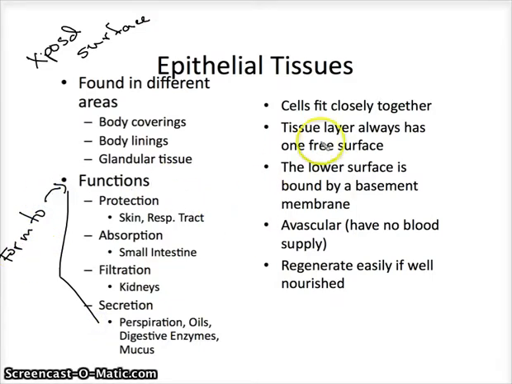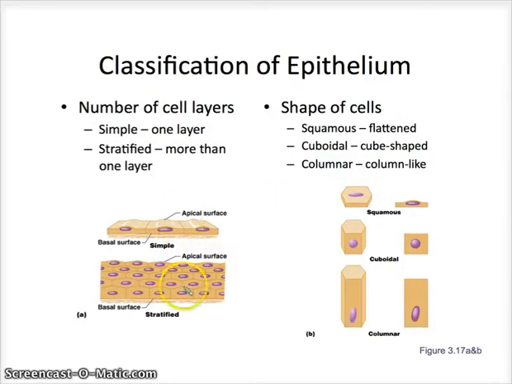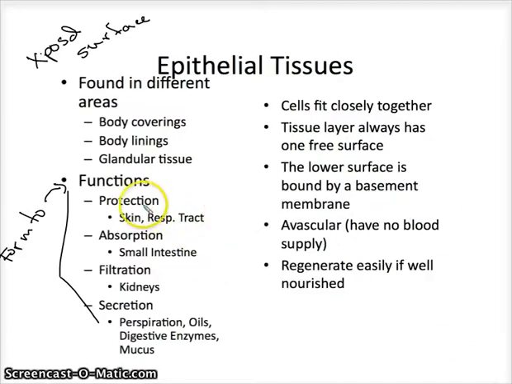Next thing to recognize in the functions here is you need to be relating form to function. In other words, the different cells fit close together. We're going to look at how they're organized. You have flat, you have stratified, single layer, you have flat, cube, column-like. So which of those shapes, which of those layers are going to fit best for these different functions? And then recognize they fit close together, lower surface always bound by a basement membrane. In other words, that's what links it. Since they have an exposed surface, that's what's going to link it down below.